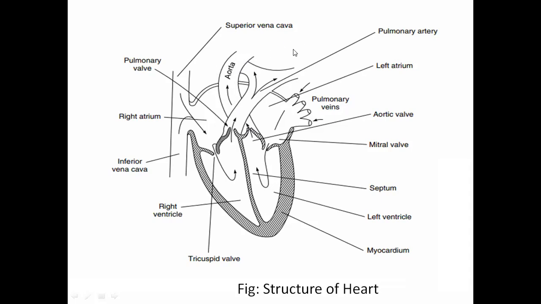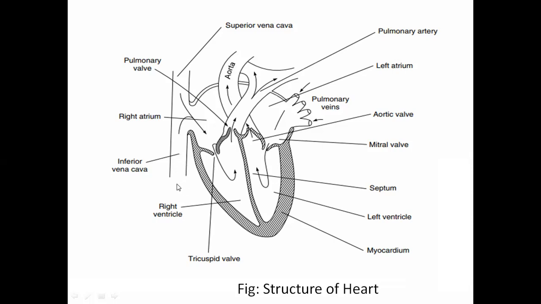From this aorta the blood will be sent to different parts of the body. So like this, the blood will be collected from superior vena cava and inferior vena cava. The blood from the upper parts of the body will be collected through superior vena cava, and the lower part of the body through inferior vena cava. So these are like a pipeline structure.